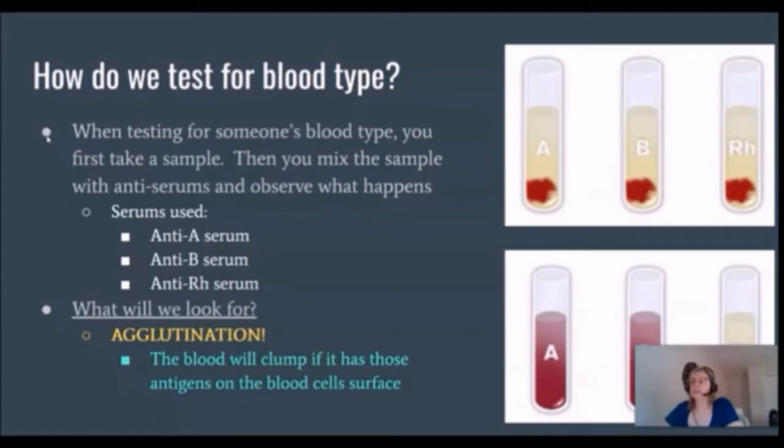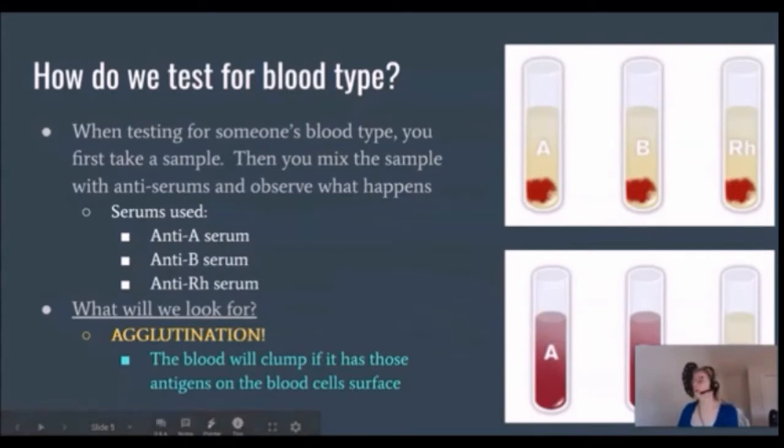When you mix the sample with anti-serums and observe what happens, that tells you what the blood type is. The serums that you use are anti-A serum, anti-B serum, and anti-RH serum. So anti-A and anti-B, that sounds a lot like the antibodies that we use to test for blood type. All right, so when we use these anti-A, anti-B, and anti-RH serums, we then get to see what happens.